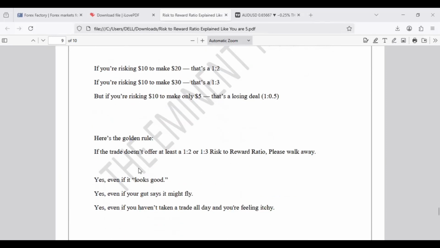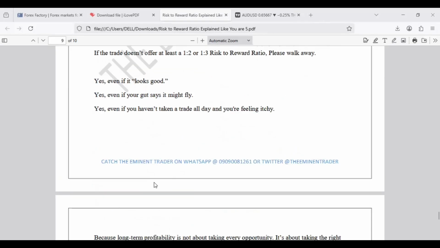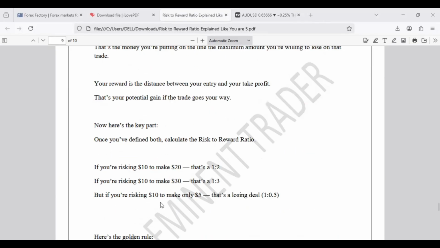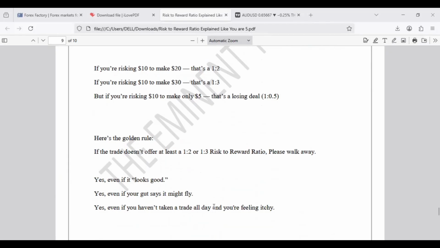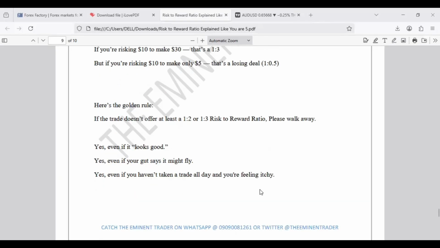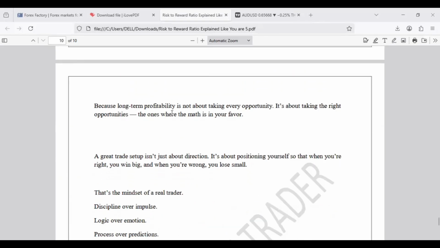But here is the golden rule. If the trade does not offer at least 1 to 2 RR or 1 to 3 RR in that trade, please walk away. Even if it looks good, even if your gut says it might fly, even if you haven't taken a trade all day and you are feeling itchy, your body is scratching you, you want to enter the trade, but the risk is not making sense, don't enter. Do you get? That is another way of building proper discipline, because long-term profitability is not about taking every opportunity. It's about taking the right opportunities, the ones where the math is in your favor.